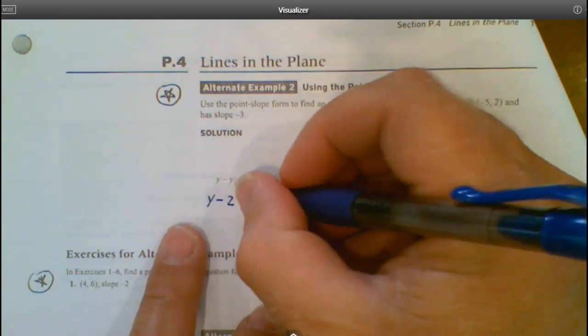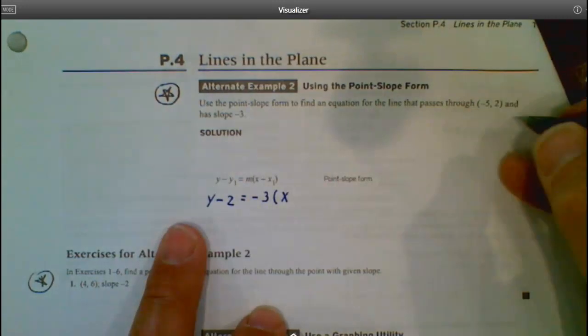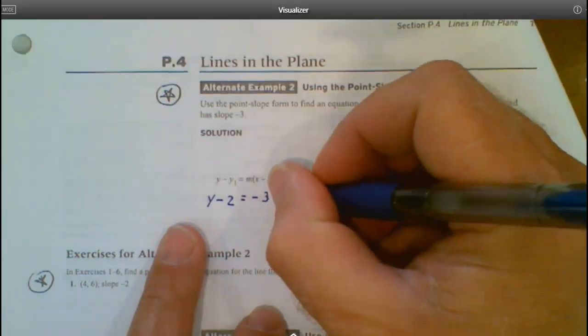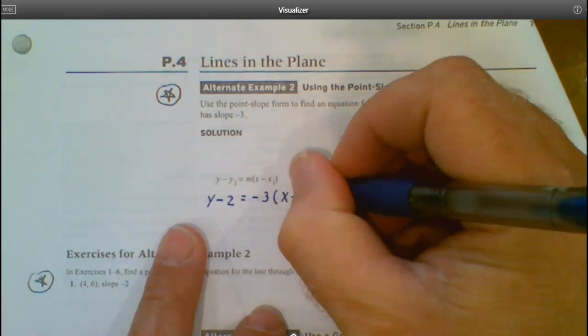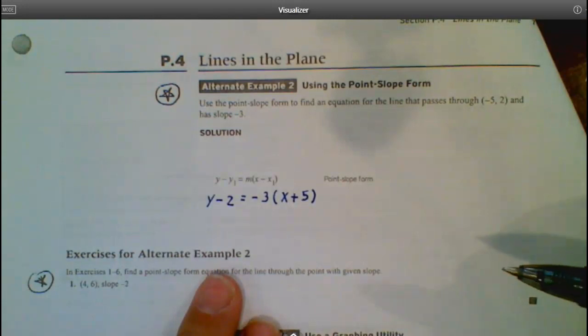They gave us a slope of -3. And then x minus the x coordinate. So instead of writing x minus -5, I'm going to write that as x plus 5. Save myself a step. So that's the answer in point slope form.